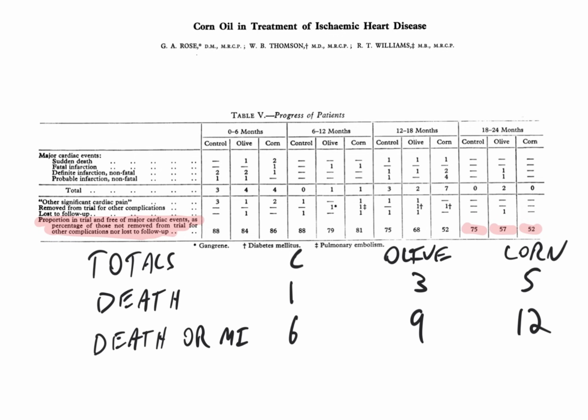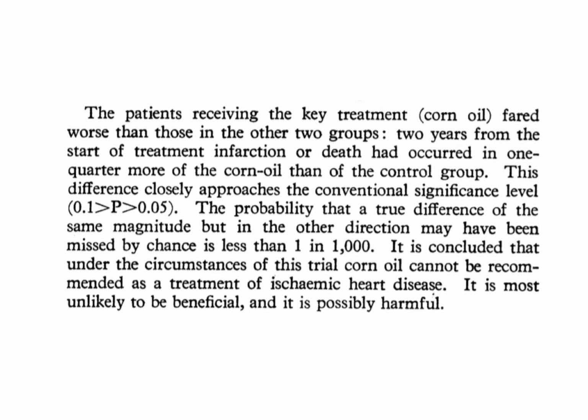When you totaled up sudden deaths, which could be from a fatal heart attack or other reasons, and death plus myocardial infarction, heart attack, the control group had 6 total events, 9 in the olive oil group and 12 in the corn oil group. The authors concluded the patients receiving the key treatment, corn oil, fared worse than those in the other 2 groups.